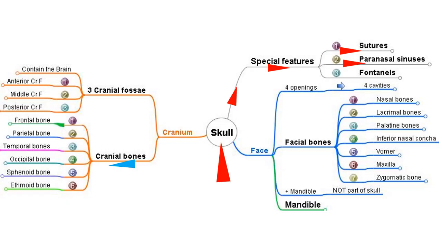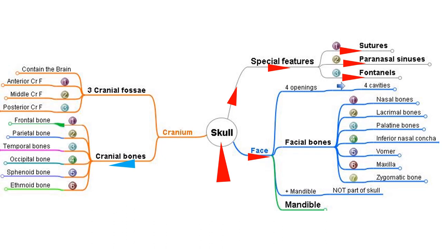They are in fact extensions of the nasal cavity into the thick parts of the bones of the skull. And then we have fontanelles. We will be talking about fontanelles very shortly. Now, the skull is divided into two parts, the face and the cranium.